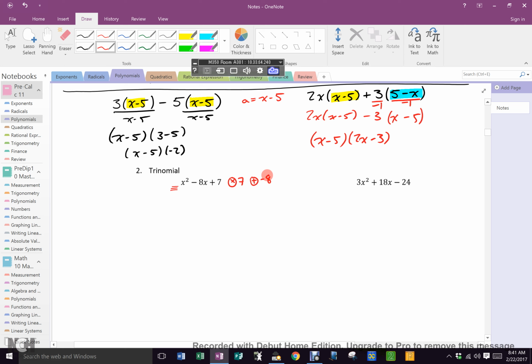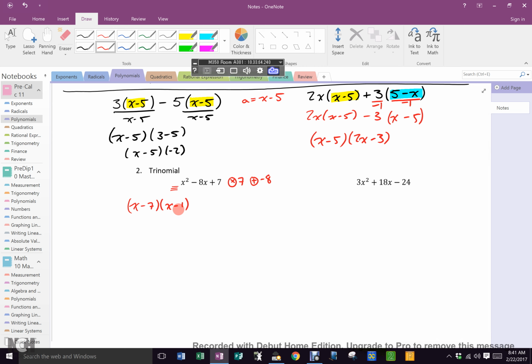What are they? Negative 7 and negative 1. So it is x minus 7, x minus 1. Now, we'd already reviewed that in our last unit, yeah? Everyone's happy with that? Everyone remembers how to do that? All right. What's weird about the second example here?